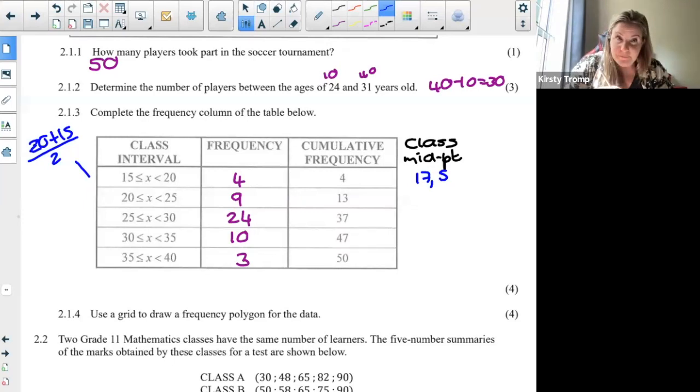Right, for the next one, 25 plus 20 divided by 2 gives you 22,5. 30 plus 25 divided by 2, 27,5. 35 plus 30 divided by 2, 32,5. 40 plus 35 divided by 2, 37,5.